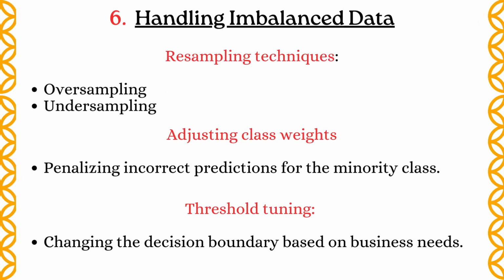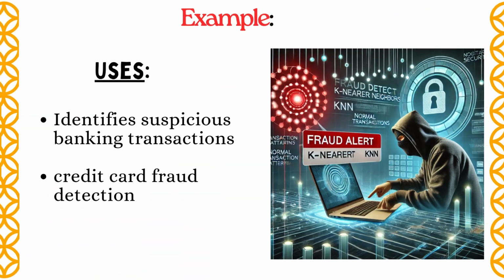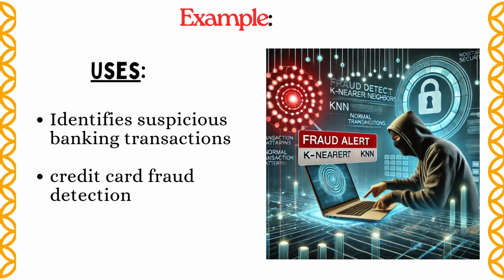6. Handling imbalanced data. Resampling techniques. Oversampling, SMOTE. Synthetic minority oversampling technique. Undersampling. Randomly removing majority class instances. Adjusting class weights, penalizing incorrect predictions for the minority class. Threshold tuning, changing the decision boundary based on business needs. Example, in credit card fraud detection, fraudulent transactions are rare, so SMOTE can be used to balance the dataset.